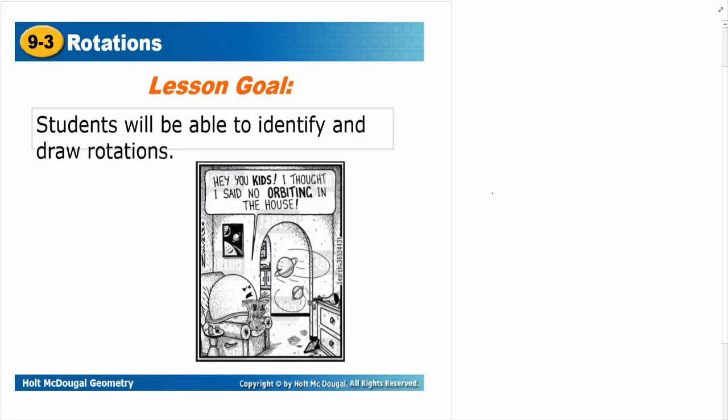All right, so what we're going to try to learn today is, just like what we did in 9.1 and 9.2, you're going to need to be able to identify and draw. In this case, we're identifying and drawing rotations. So you can see it's very similar to what we did in 9.1 and 9.2. It's just building on itself through your different types of transformations. So again, that'll be our goal as we go through this lesson. We'll just have to see how this one's a little bit different.